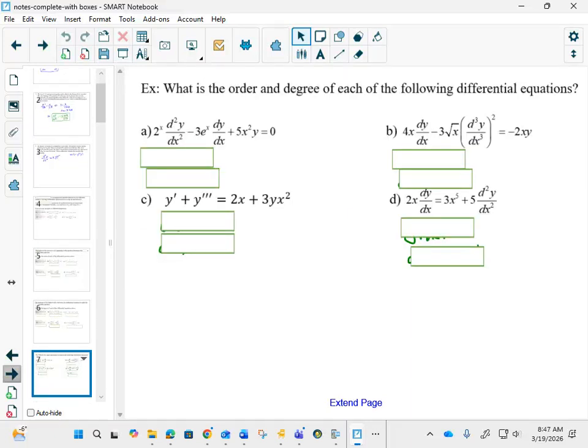So try these 4. I'll put the answers up in a second. And don't look until you're done.